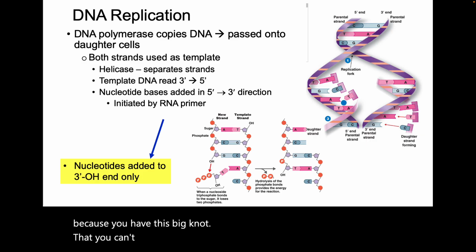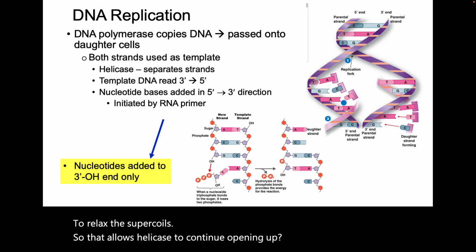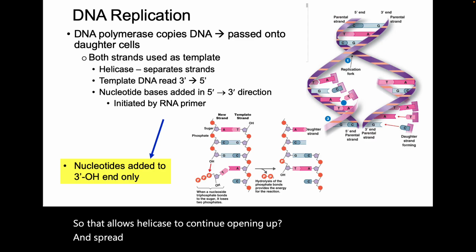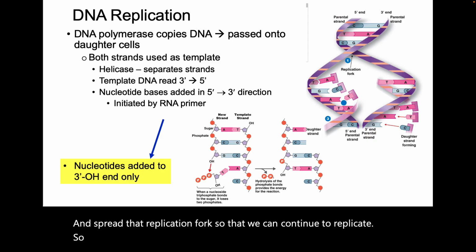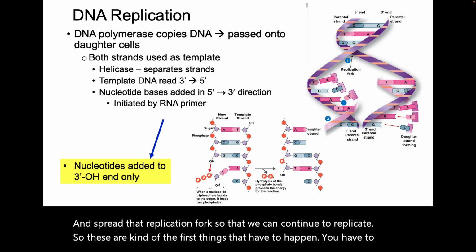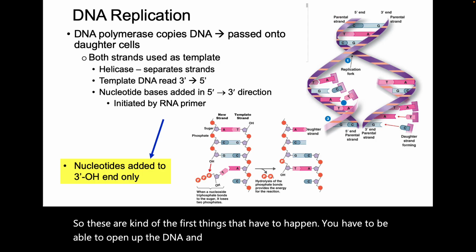And at some point you're stuck because you have this big knot that you can't do anything with. So we use an enzyme called DNA gyrase to relax the supercoils. So that allows helicase to continue opening up and spread that replication fork so that we can continue to replicate. So these are kind of the first things that have to happen. You have to be able to open up the DNA, and both of those are involved in helping to open up the DNA.